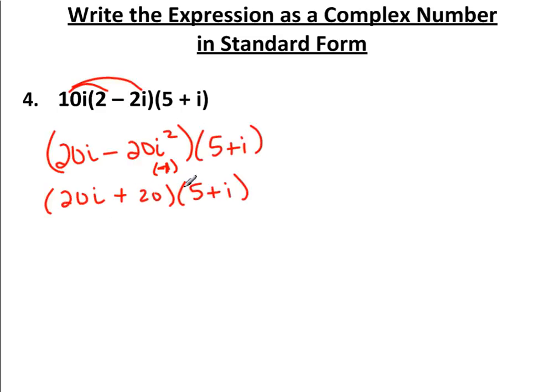So now I'm going to distribute, as you guys call FOIL, but let's talk about distributing. 20i times 5 is 100i. 20i times i is a 20i squared.